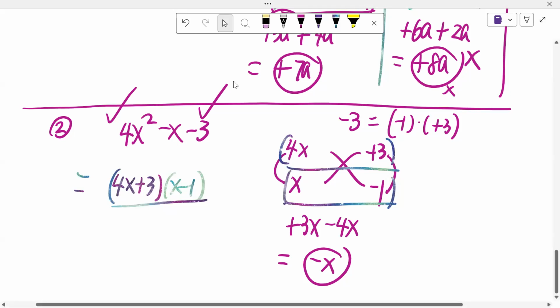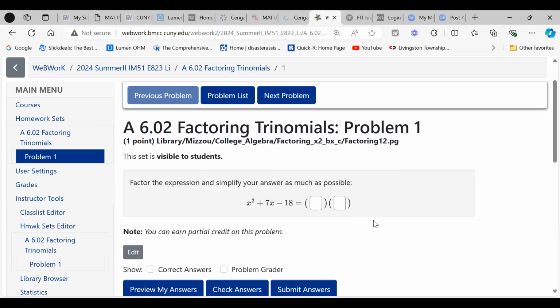All right, let's try some of the questions on home assignments, right? You try this one first. Actually, trinomial.